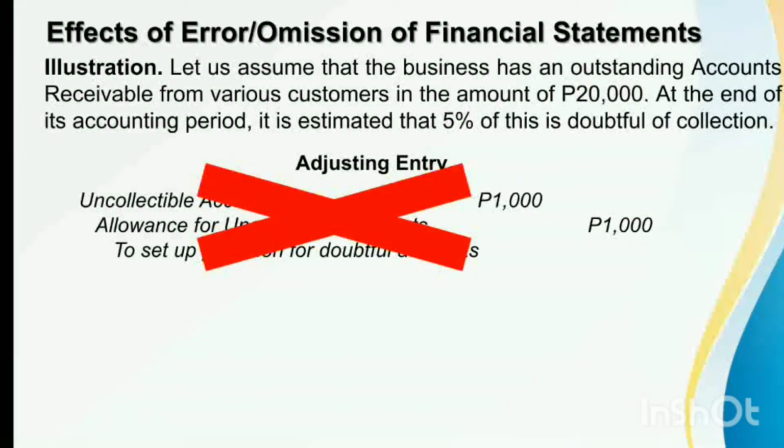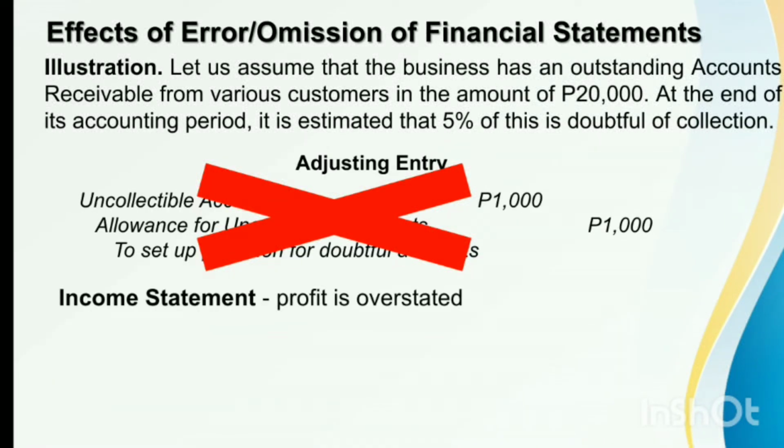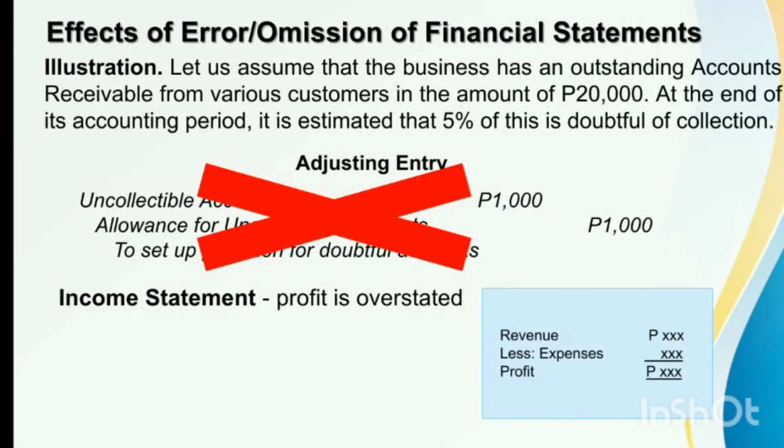Effects of error or omission on financial statements. So what will happen if there is no adjusting entry? For the income statement, it will result to the overstatement of profit. That is because in the first place, kung walang adjusting entry, the expense account, which is the uncollectible accounts, will not be recorded. So ang mangyayari, ang 1,000 pesos will not be part of the other expenses.